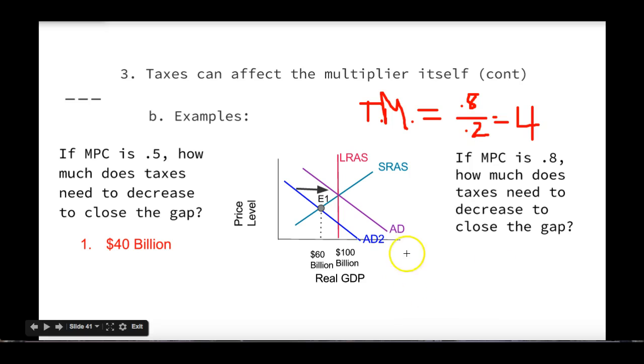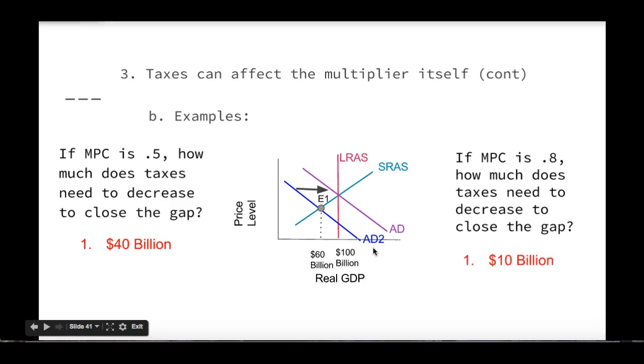And so as a result, we want to increase our spending by $40 billion. And we know that change in taxes is going to be multiplied in this case by 4. So you're going to take 40 billion divided by 4, and so hopefully you figured out that our taxes need to decrease by $10 billion.